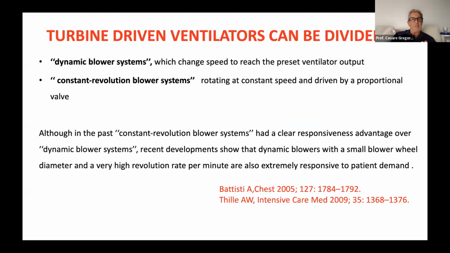From the standpoint of the blower, turbine ventilators can be further divided into dynamic blower systems, which change speed to reach the preset ventilatory output, and constant revolution blower systems, rotating at a constant speed and driven by a proportional valve. Although in the past constant revolution blower systems had a clear responsiveness advantage over dynamic blower systems, recent developments show that dynamic blowers with a small blower wheel diameter and a very high revolution rate per minute are also extremely responsive to patient demand.